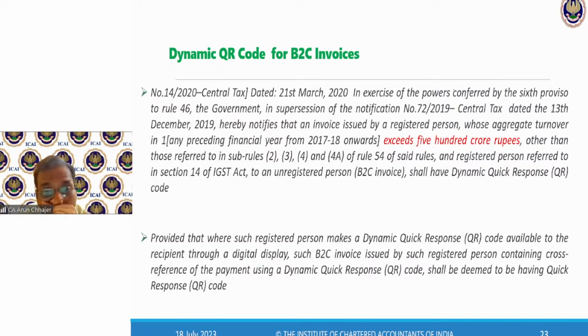But what is the dynamic QR code? In case the company has 500 crore turnover and makes a supply B2C domestically, they will display the QR code, and once I scan the QR code, the amount will automatically come, like Paytm, Google Pay, etc. Correct. Normally a QR code is like that, but what is the dynamic QR code? When you scan it, the amount which you need to pay will automatically come.